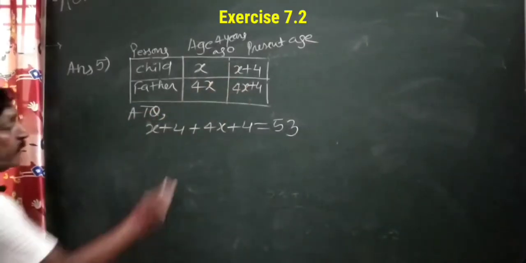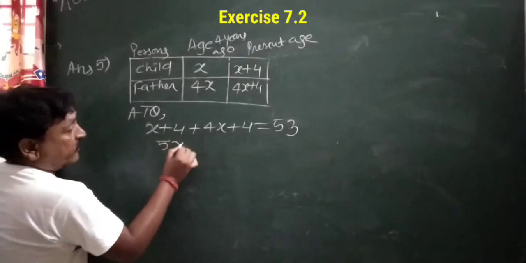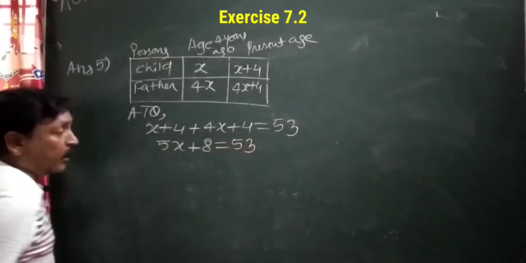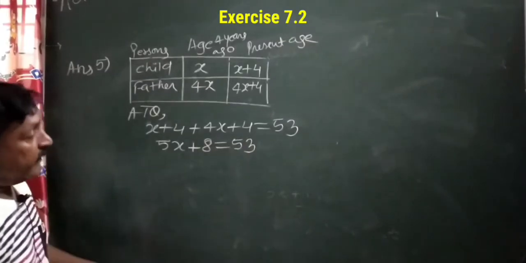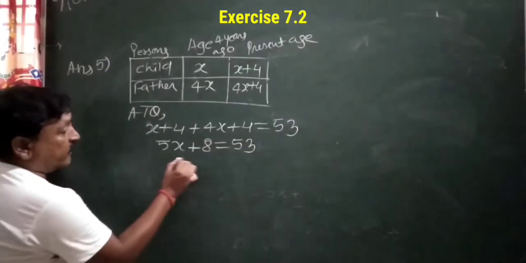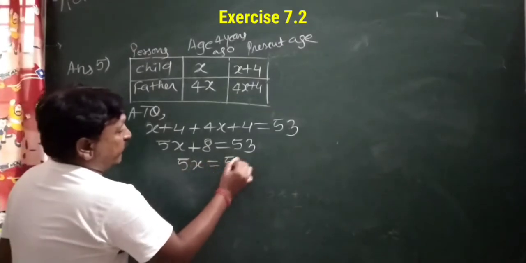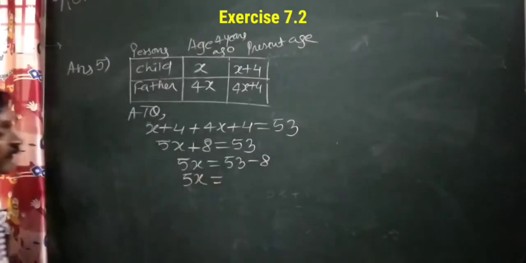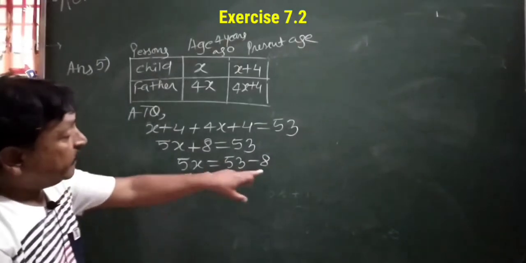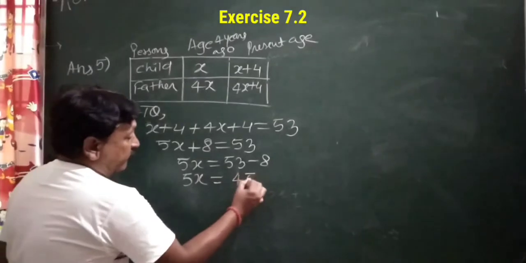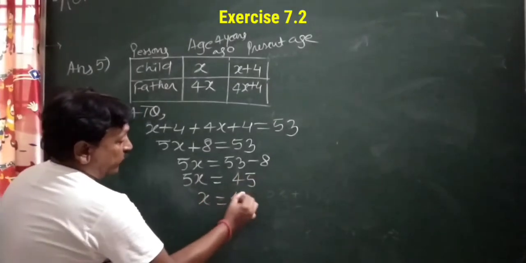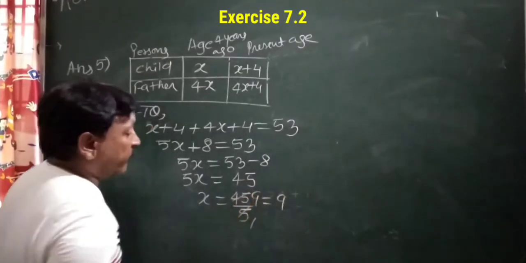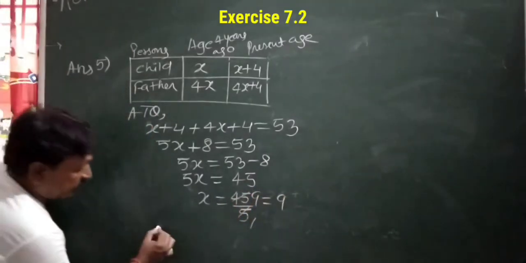So just solve it. 4x plus x, 5x, 4 plus 4, 8, is equal to 53. Now we have to transpose 8 to the right hand side, because here we have to find out the value of x. 5x will be equal to 53 minus 8. 53 minus 8, how much? Yes, we will get 45. So x will be equal to 45 upon 5, 5 nines are 45. So the value of x is 9.